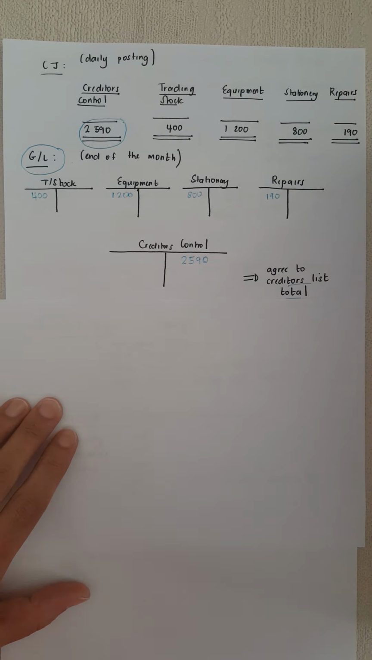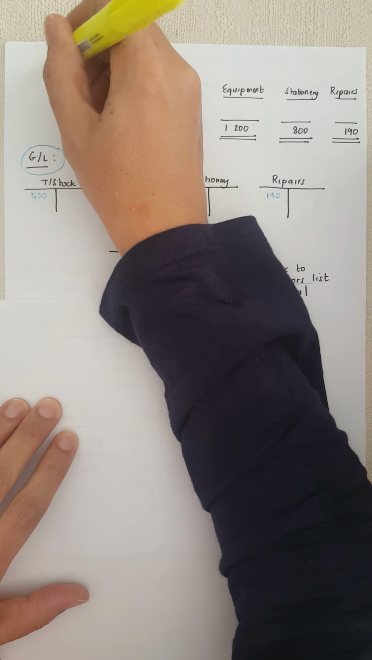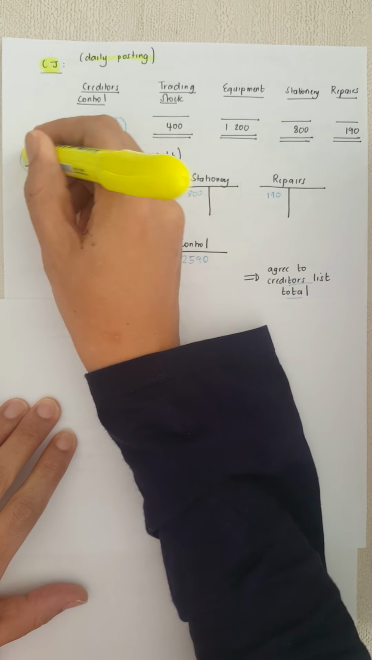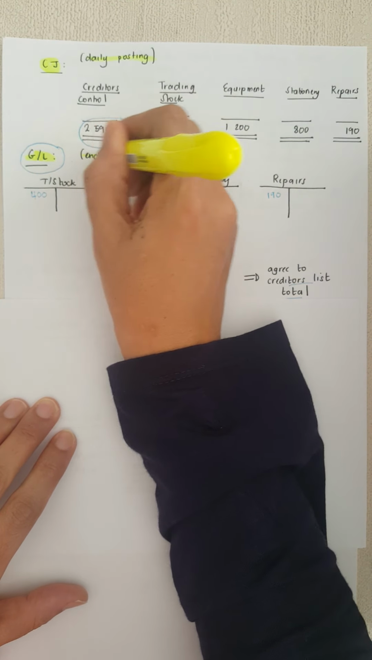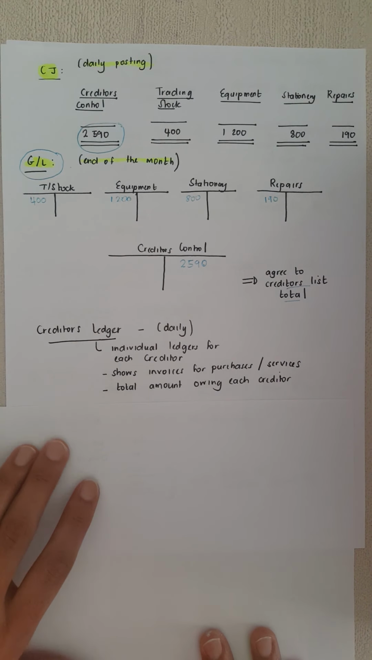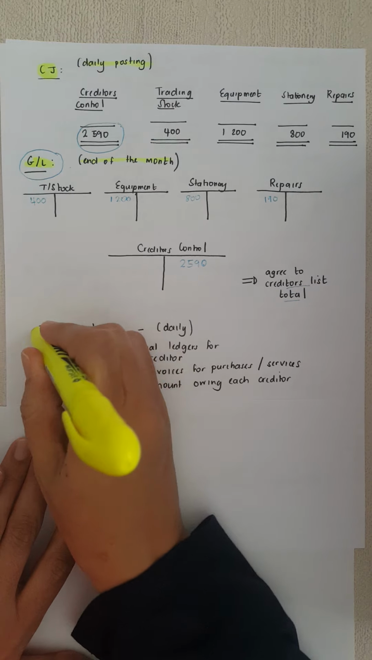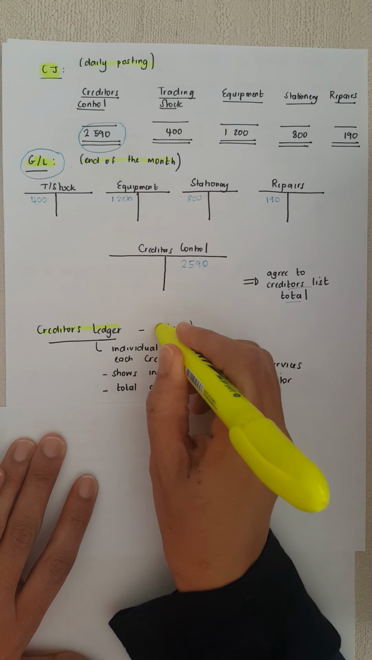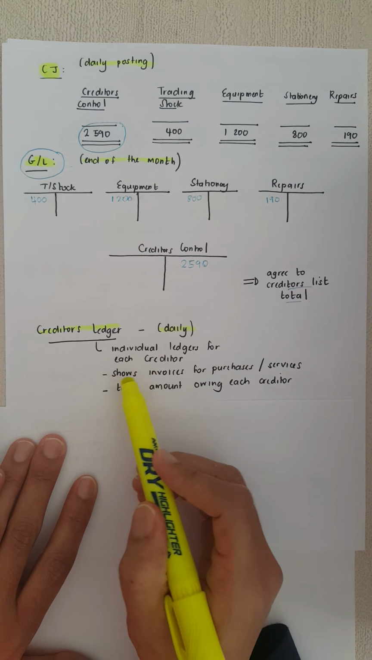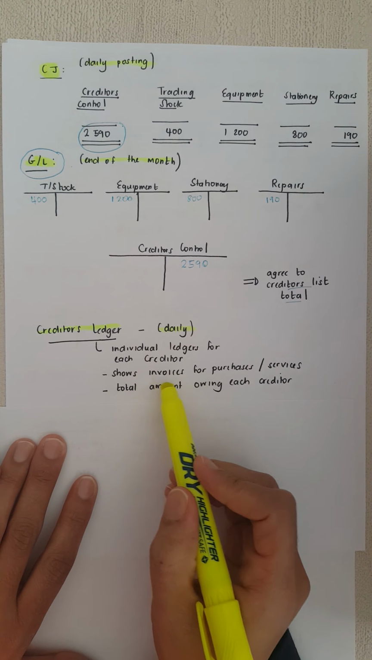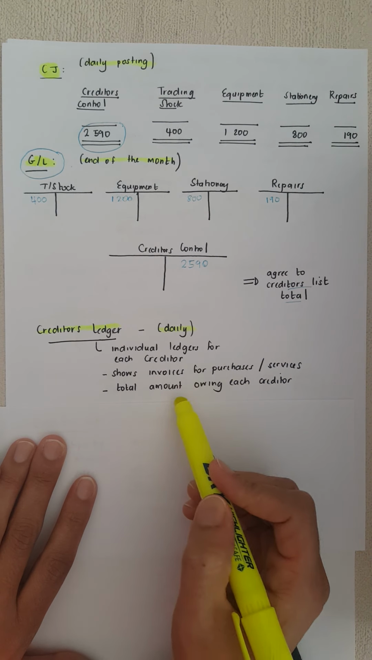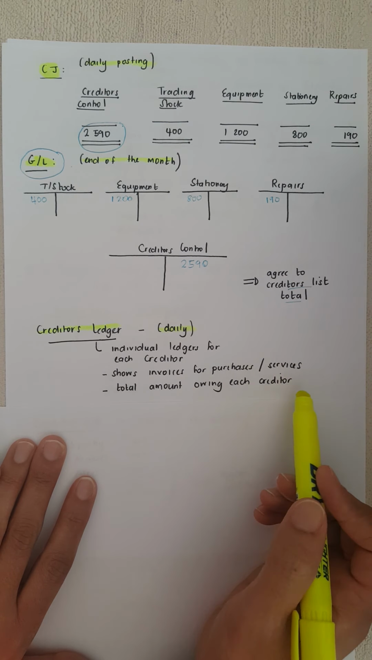Okay, so thus far we have done the creditors journal, where we're doing daily posting, and then we did the general ledger where we do it at the end of the month, and now we're going on to the creditors ledger. The creditors ledger, we do it daily. So what is the creditors ledger? Individual ledgers for each creditor. It's showing the invoices for the purchases or the services and the total amount owing by each creditor.